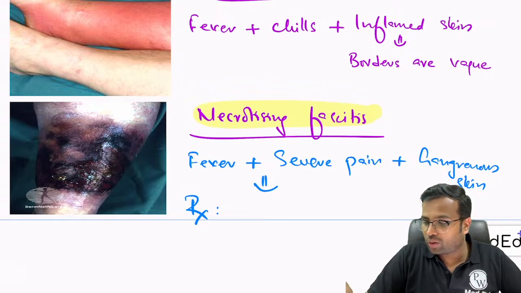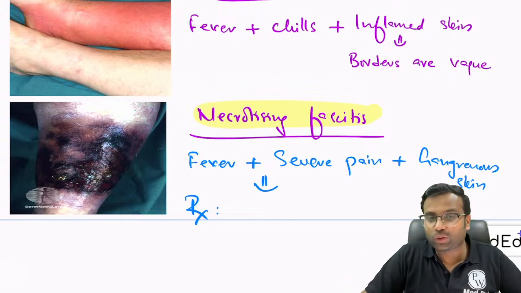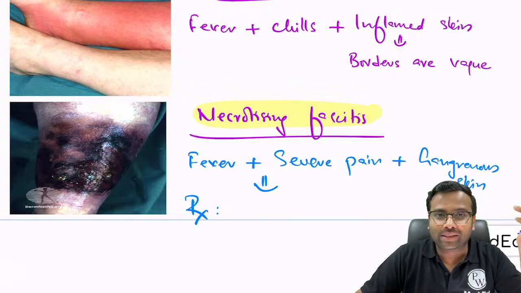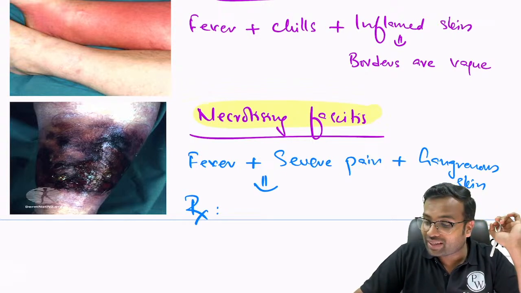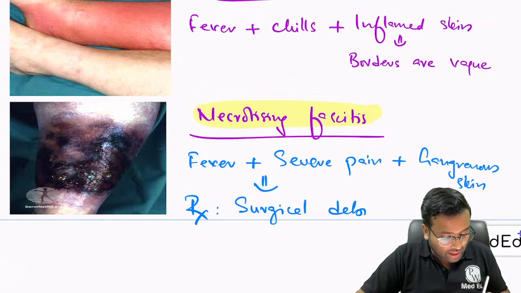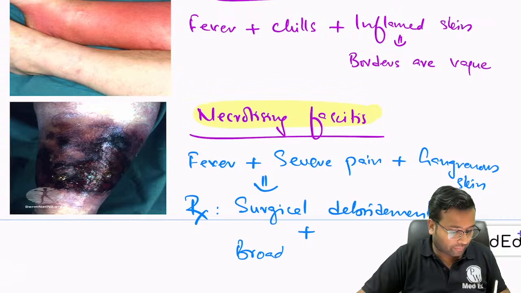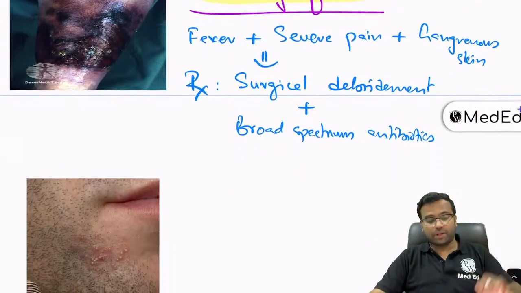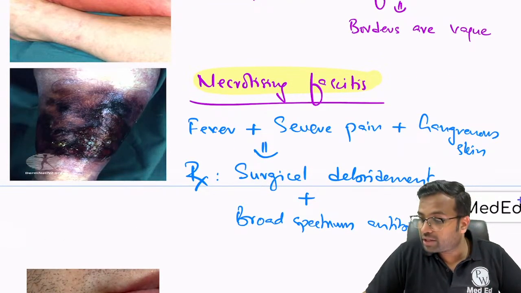Anything that you would like to add? I would say that let's refer this patient to the surgery department. So Sandeep sir would take care of this patient. Why? Here, we will have to go for a surgical debridement, along with broad spectrum antibiotics. That is how we are going to deal with this patient. That is about necrotizing fasciitis.